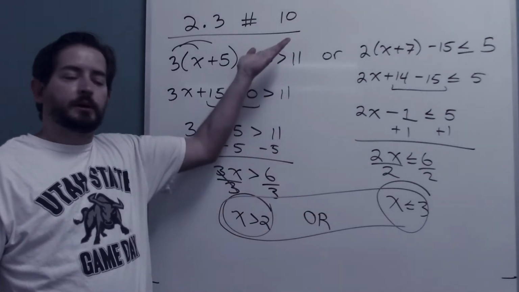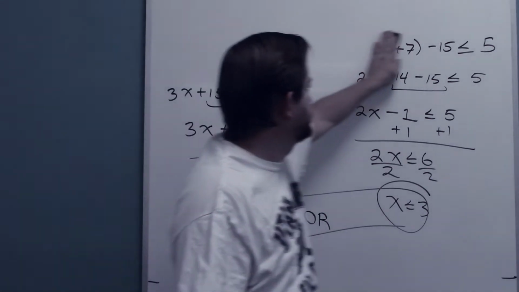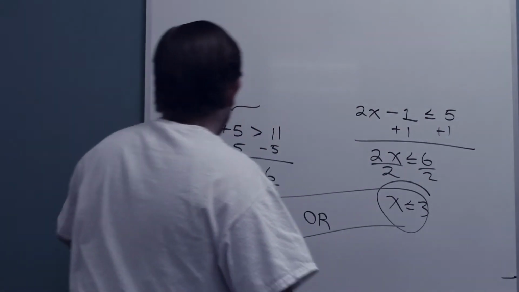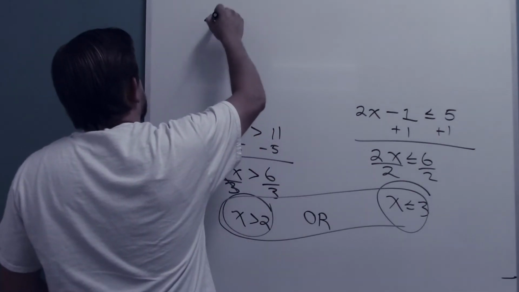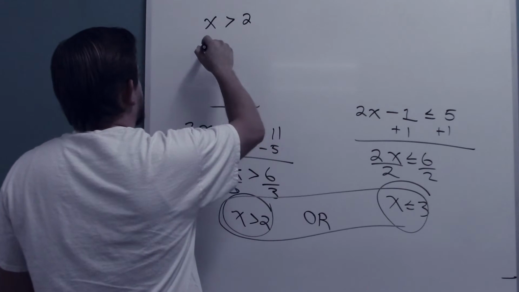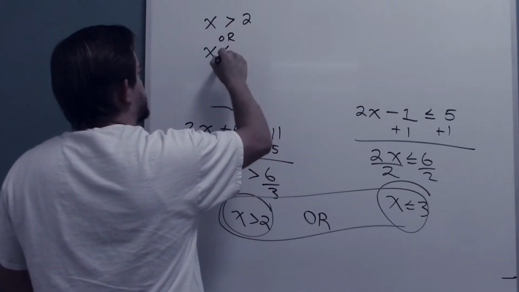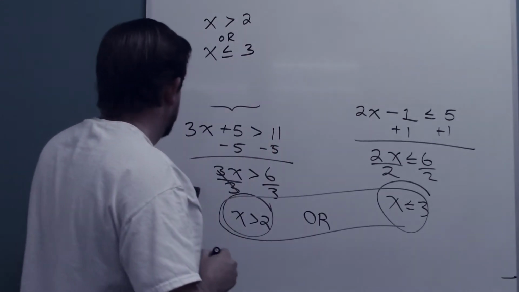I'm going to take this and put it up at the top so that I have a little bit more room to look at what's happening here. X is greater than 2. In fact, I'm just going to put them like this, and x, or, not and, x is less than or equal to 3. Okay.